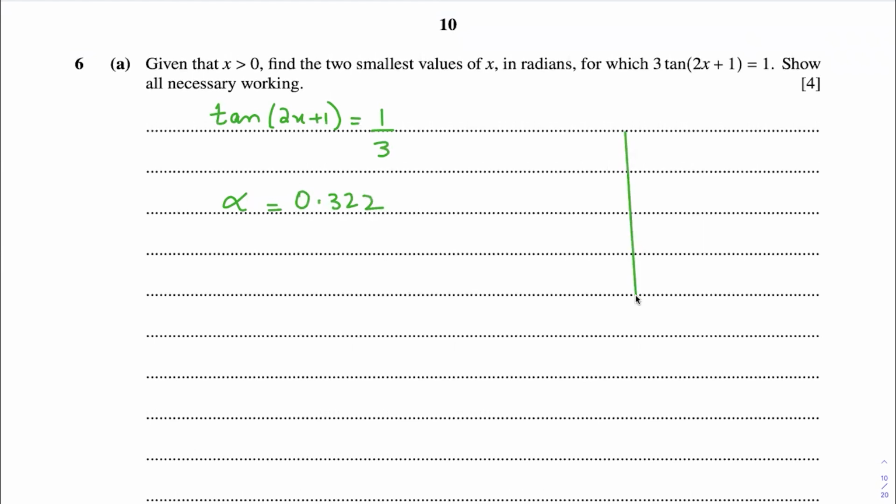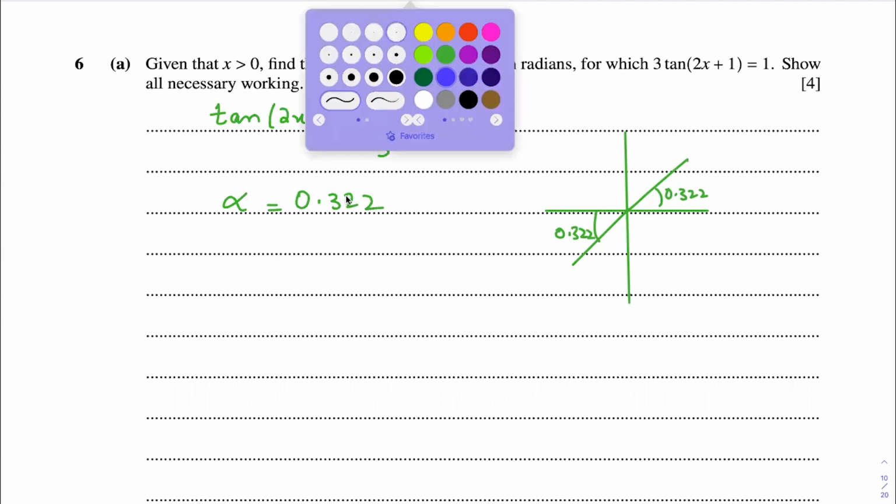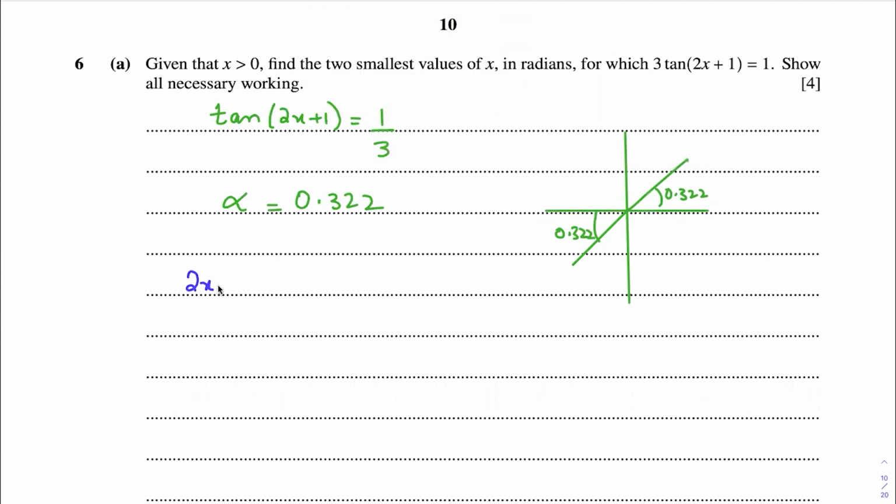Now we know that tan is positive in the first and the third quadrant, so we'll make the basic angle 0.322 in the first quadrant and 0.322 in the third quadrant. So our angles would be 2x plus 1 is equal to 0.322, as we take our angle anti-clockwise from the positive x-axis, and pi plus 0.322.